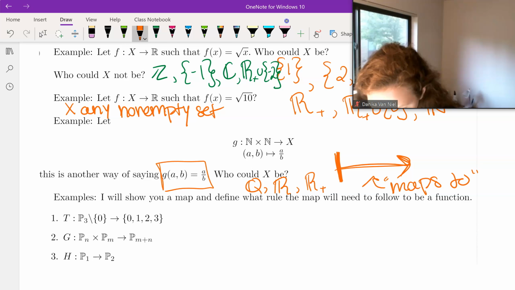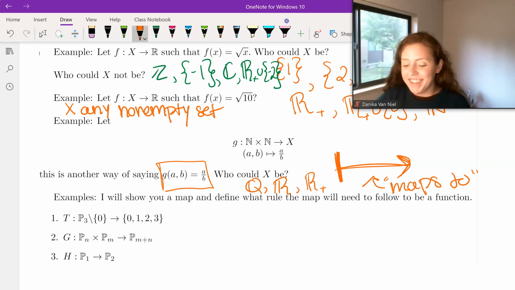Okay. All right, so now here's a rapid fire one. I will show you a map and define what rule the map will need to follow. Sorry, I'm not the best writer. Okay, so what I'm trying to get at here is I show you the domain and the codomain. Before, I was giving you an assignment rule, and then you had to figure out who the domain and codomain could be. Now I'm giving you the domain and the codomain, and I'm asking you to produce what an assignment rule could be for that.